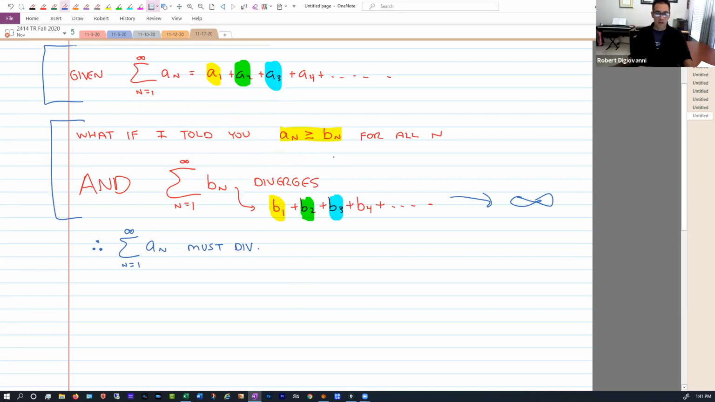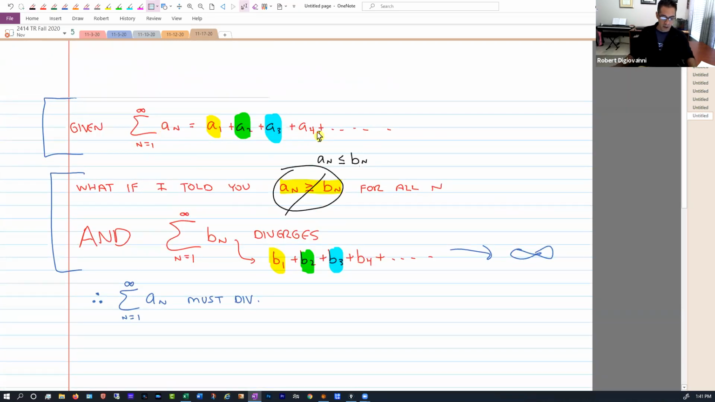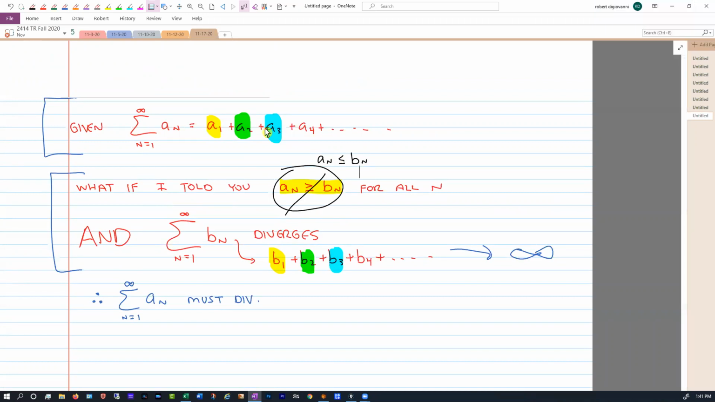Would that have worked if I changed this to the other way around? I just want you to think about this. Don't write it down. What if I told you we had a series where each of these was smaller than each of these, and this added up to be infinite. Could you then tell me that this was infinite? No, then it would be convergent, right? Well, it could be convergent, but it may also still be divergent. It may diverge, but you can't say it's convergent, okay?